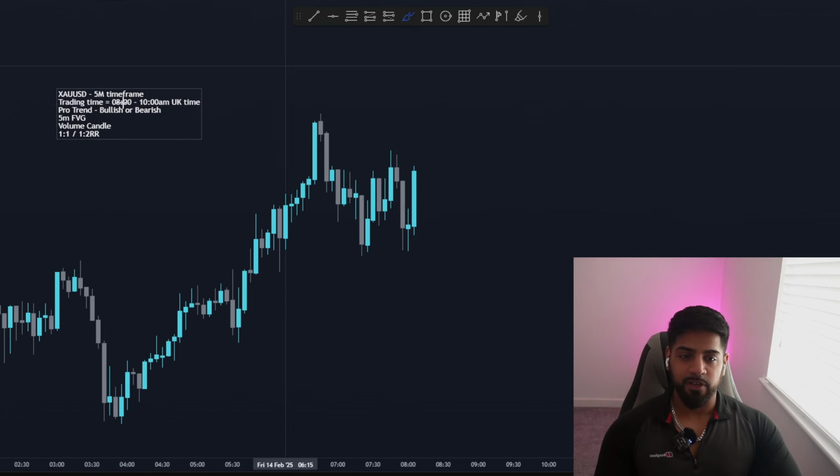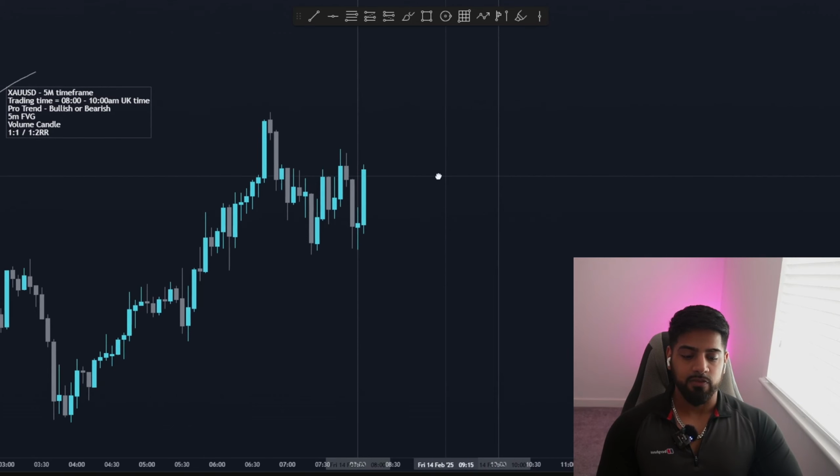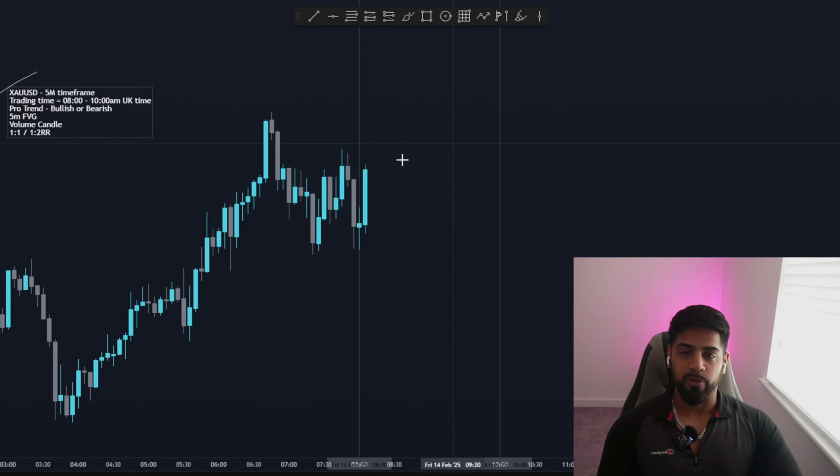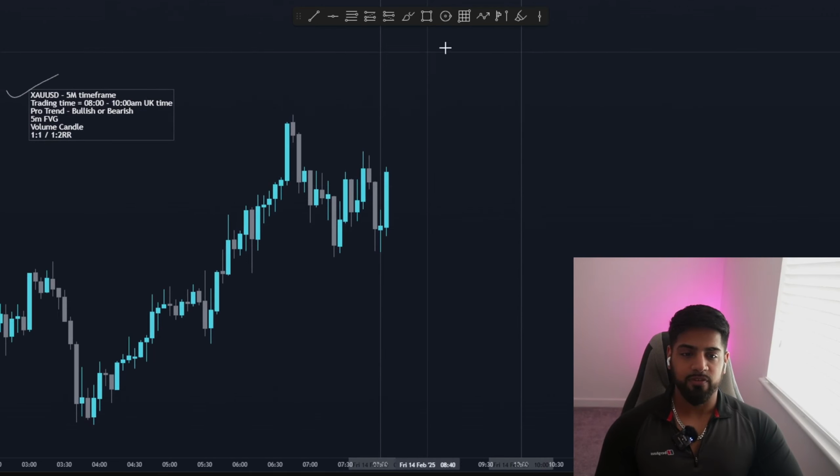So first things first, we're going to come over to our checklist and tick off that we are on the 5-minute time frame. Next, we're going to identify our trading time zones, and we trade between the times of 8 and 10 a.m. UK time. So we identify that with a nice vertical line so that we can be accountable that we are only going to trade within this time window. Perfect. So now that we've done that, we can tick that off of our checklist.